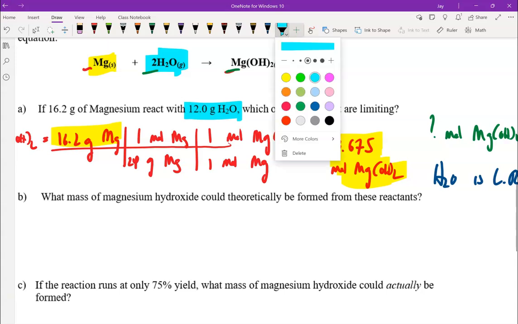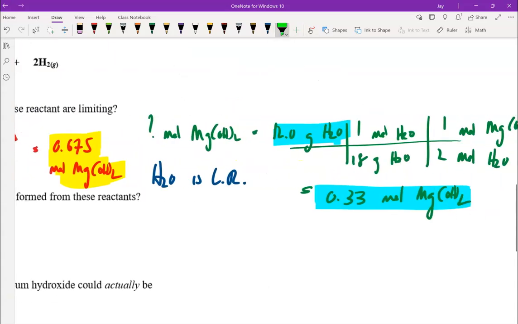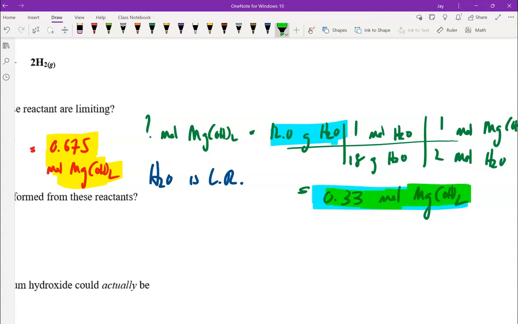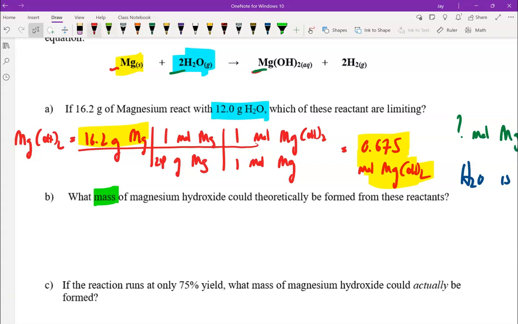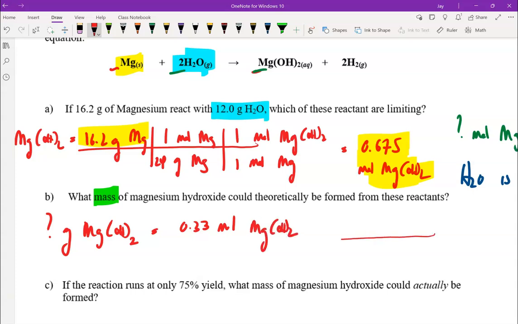Well, check this out, ladies and gentlemen. This is all the magnesium hydroxide we're going to get, 0.33 moles. It's asking what mass is this? So, how many grams of magnesium hydroxide are the equivalent of 0.33 moles of magnesium hydroxide? We're going to go from moles of magnesium hydroxide to grams of magnesium hydroxide.